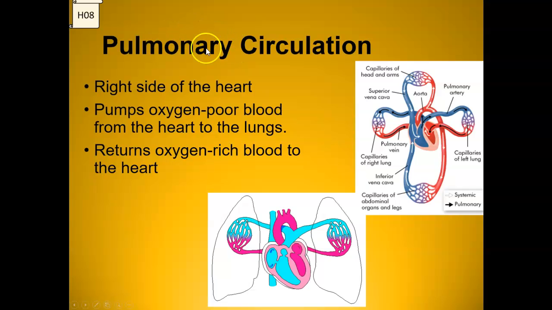So pulmonary circulation is going to the lungs. It comes out of the right side of the heart and pumps oxygen-poor blood to the lungs, and then it returns oxygen-rich blood to the heart. If you look at this picture at the bottom, here's the right side of our heart. Oxygen-poor blood is going to come out, going away from the heart, so that's an artery, and it's going to go into the capillaries of the lungs, and then it's going to come back to the left atrium here. So these are pulmonary veins. The right side has pulmonary arteries going away, and the left side has pulmonary veins coming back to it. All right, that's the pulmonary system.